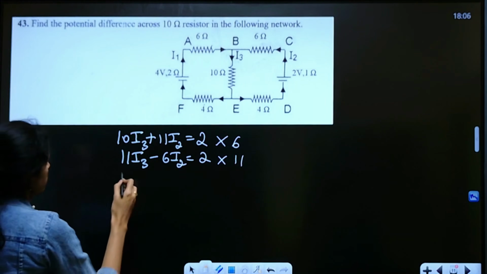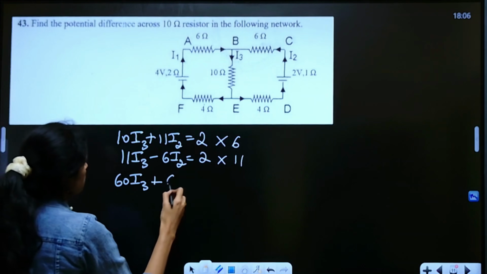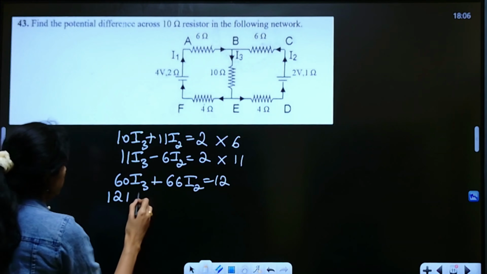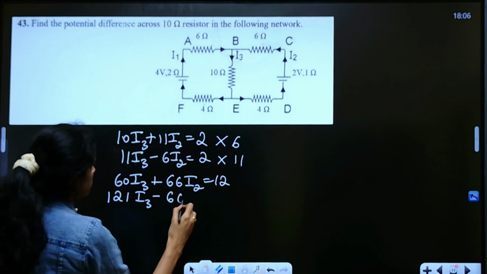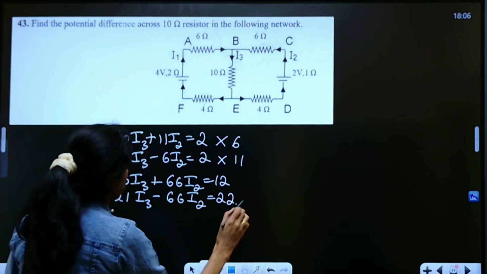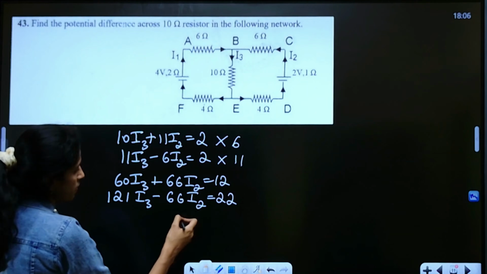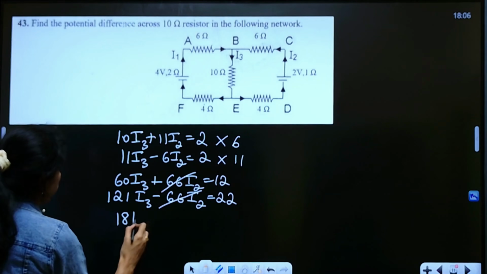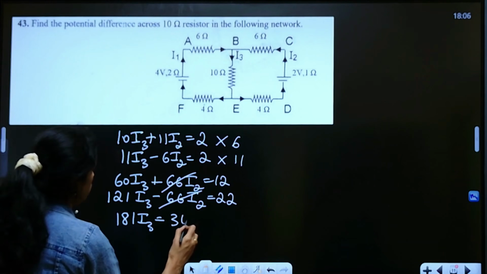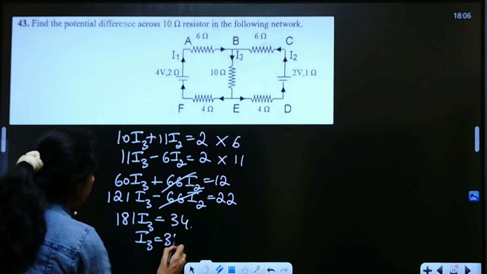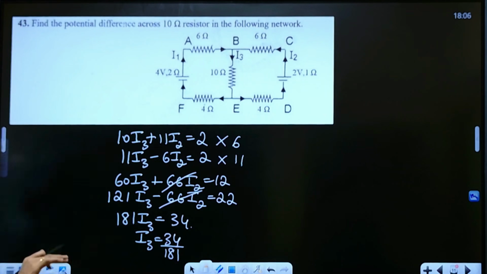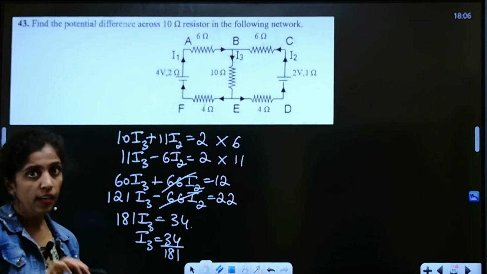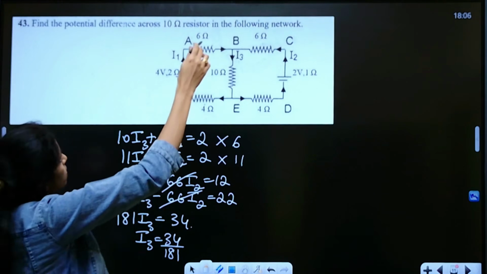So what you get? 10 into 6 is 60 I3 plus 66 I2 equals 6 into 2 is 12. 11 into 11, 121 I3 minus 66 I2 equals 22. So now you can see here 66 I2 minus 66 I2 gets cancelled. Just add this, you will get 181 I3 equals 34, whereas I3 will be equal to 34 by 181. So from this loop rule, we found the value of I3, because I3 is flowing across 10 ohm, right? Now our main question is, find the potential difference across 10 ohm resistor.